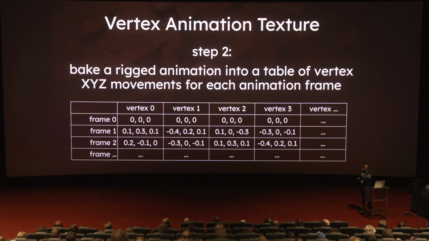Then step 2 is to create a table which contains all the movements that the vertices of your mesh are going to do over time. You can see that each row is a different frame, and it contains the data for the movement in XYZ coordinates for each vertex, and it's relative to the first frame. That's why we had to modify the mesh so that it contains the first frame already. And that's why also the first row is only containing zeros.